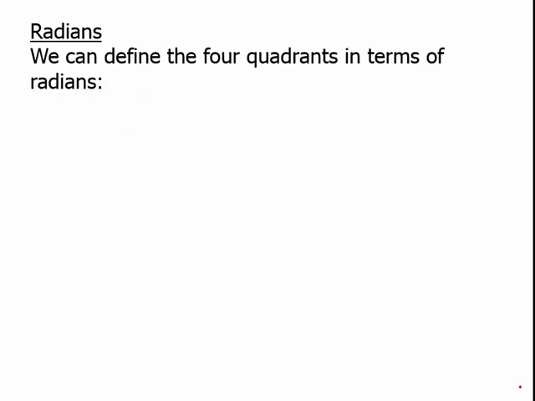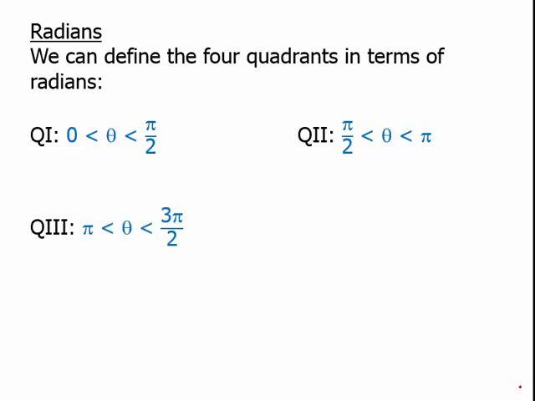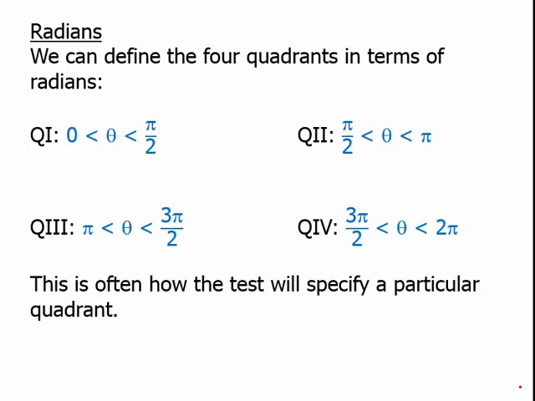In fact, we can define the 4 quadrants in terms of radians. The first quadrant is 0 to pi over 2, 0 to a right angle. The second quadrant is pi over 2 to pi, a right angle to a full semicircle. Third quadrant is pi to 3 pi over 2. The fourth quadrant is 3 pi over 2 to 2 pi. This is often how the test will specify a particular quadrant. They won't say third quadrant. They will say theta is between pi and 3 pi over 2.